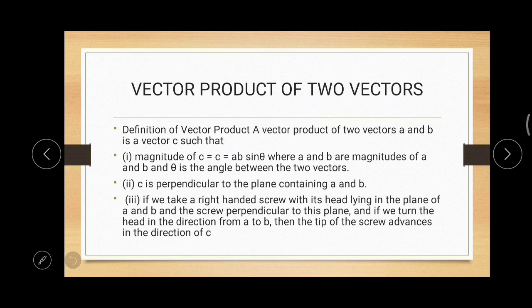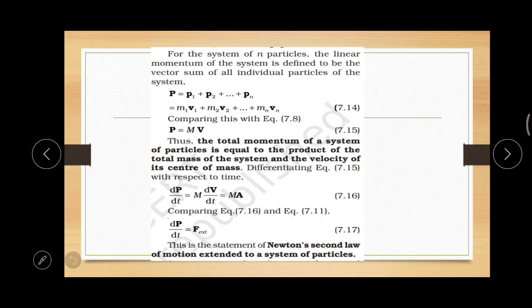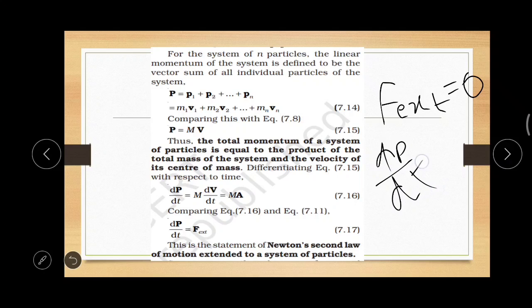Now, as dP by dt is equal to F external, we have to consider the conservation of momentum. Suppose F external is equal to 0. There is no external force. Then dP by dt will be equal to 0. That means P will be a constant.